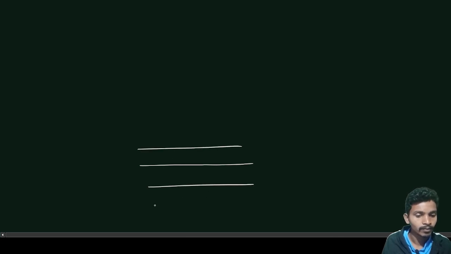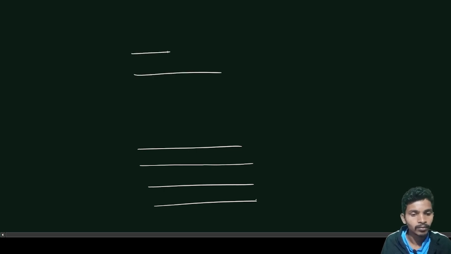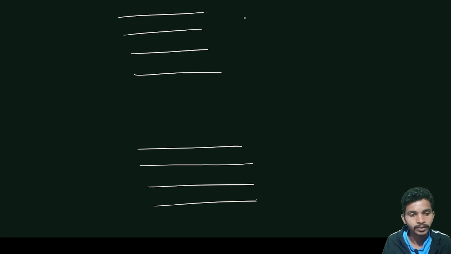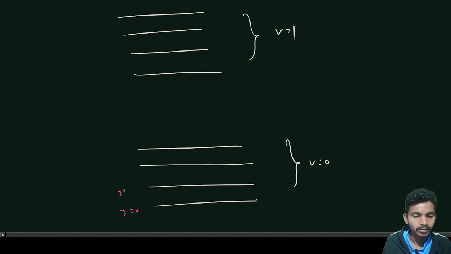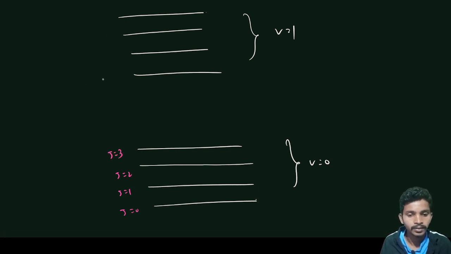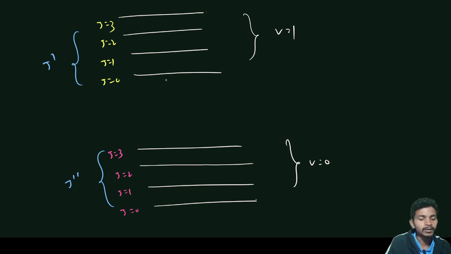Okay, so if I do these transitions here, let's say this is b equal to 1, and this is b equal to 0. And this is j equal to 0, j equal to 1, j equal to 2, j equal to 3, and this is also j equal to 0, j equal to 1, j equal to 2, and j equal to 3, and these are all of z double dash, and these are all of z dash.